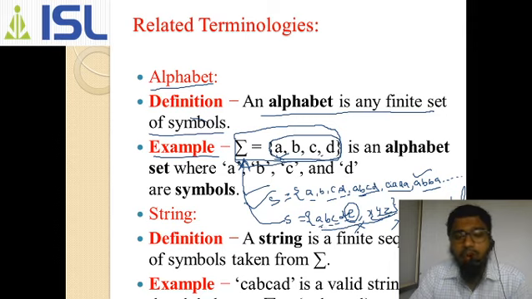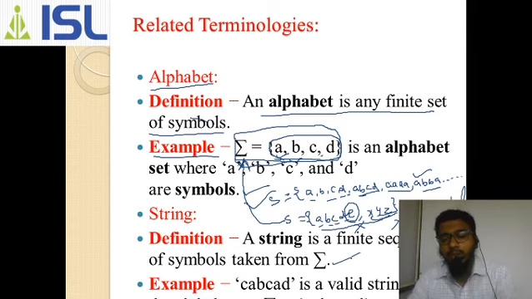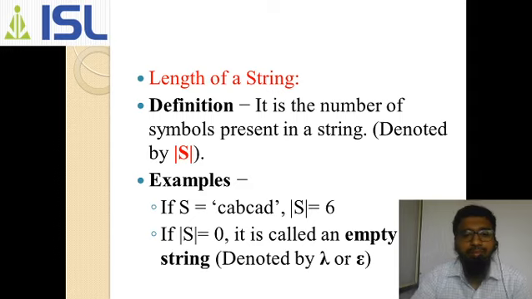And here it is not valid: A B C D E, A B C D is there, but E is not available in the given sigma. Because of that, it is not a valid string. Clear? I hope you understand. So the alphabet is sigma, and a string is a finite sequence of symbols taken from sigma. Next, we will see the length of a string. What is the length of a string?